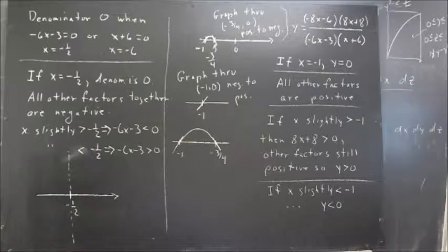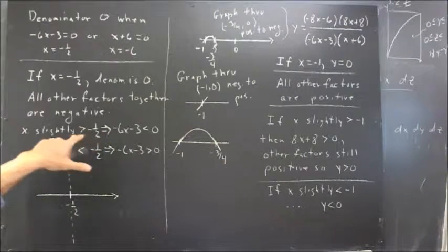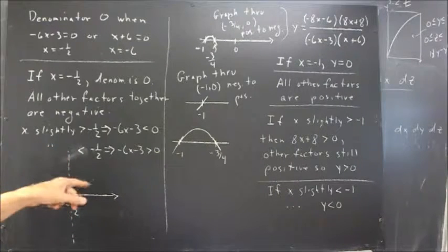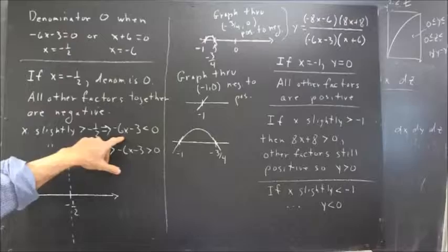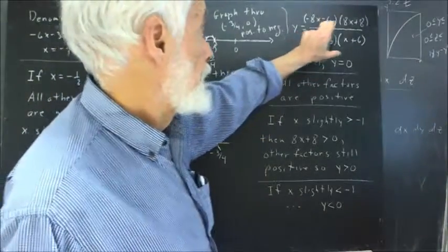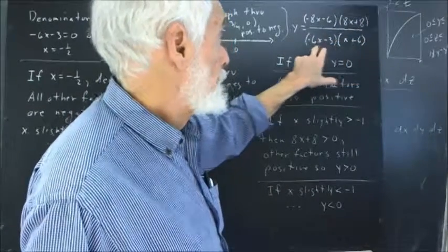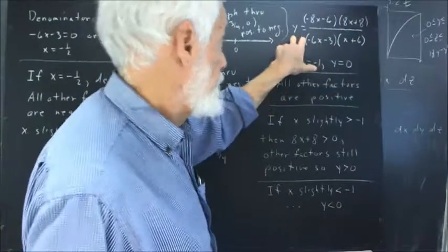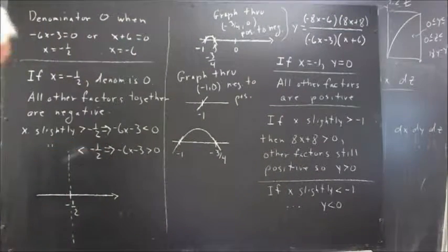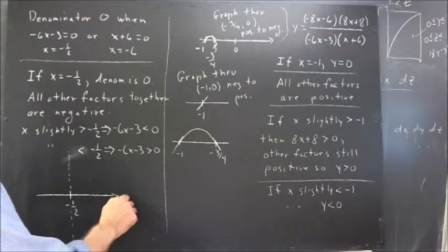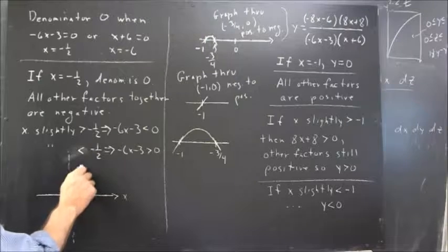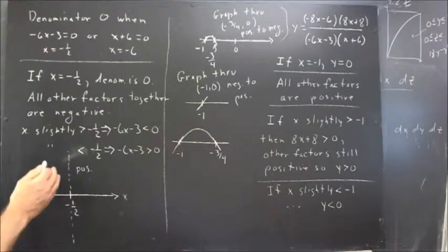On this side of the line, where x is greater than negative 1/2, or at least close to this line, the negative 6x minus 3 is going to be negative. Remember, we have a negative here and a positive and a positive. We're going to have a negative here. That's going to make the value of y positive. So on the positive side of negative 1/2, the graph is going to be positive. At least that's going to be the case close to negative 1/2.